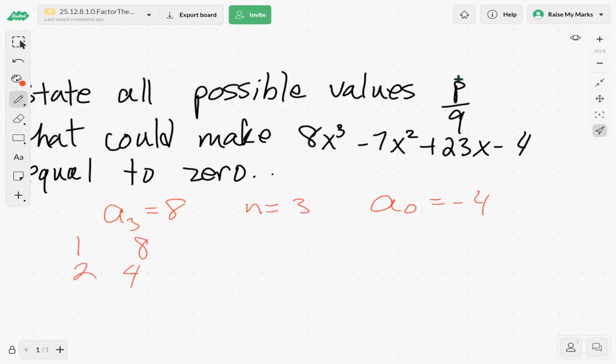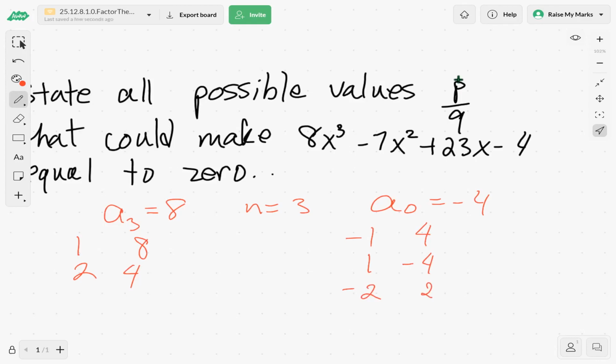What are the factors of -4, our constant term? We have -1 and 4, 1 and -4, -2 and 2. Is that all we have? Yep. I believe that's it.